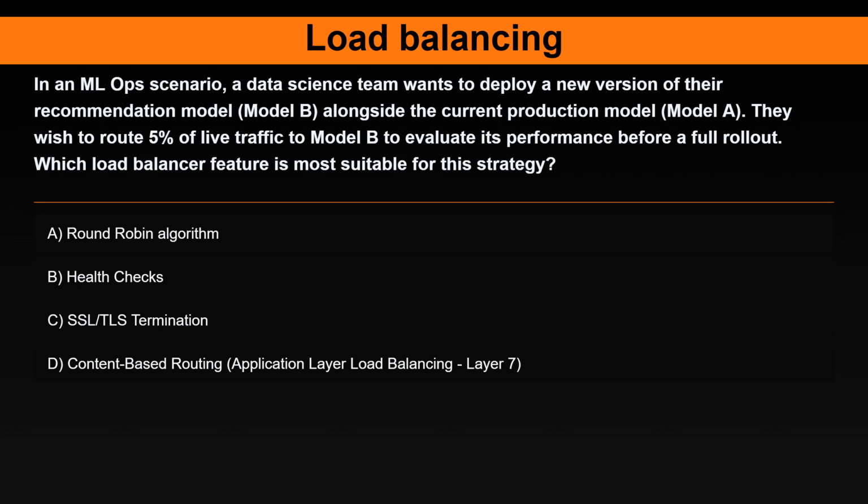Question 19. In an MLOps scenario, a data science team wants to deploy a new version of their recommendation model, Model B, alongside the current production model, Model A. They wish to route 5% of live traffic to Model B to evaluate its performance before a full rollout. Which load balancer feature is most suitable for this strategy? Option A, round-robin algorithm. Option B, health check. Option C, SSL/TLS termination. Option D, content-based routing, application layer load balancing, layer 7.